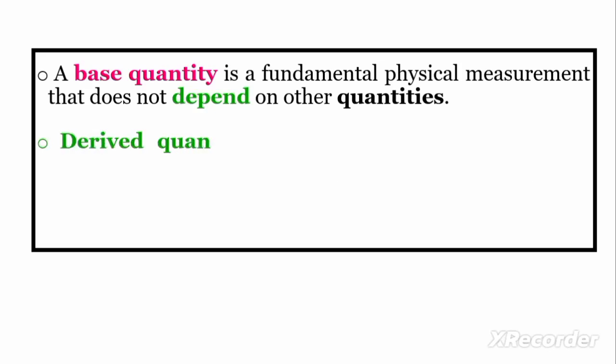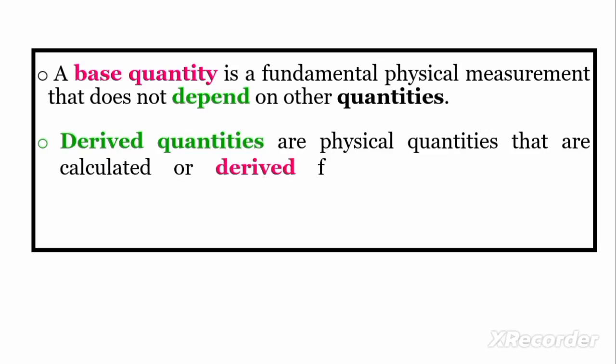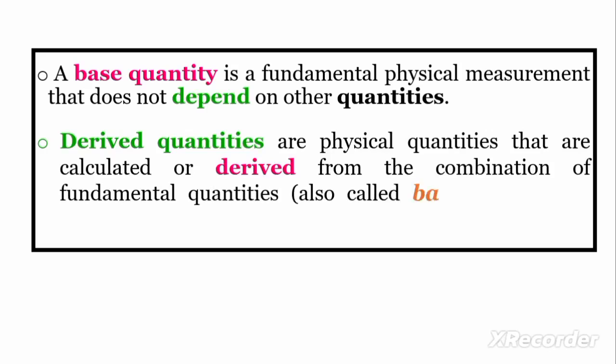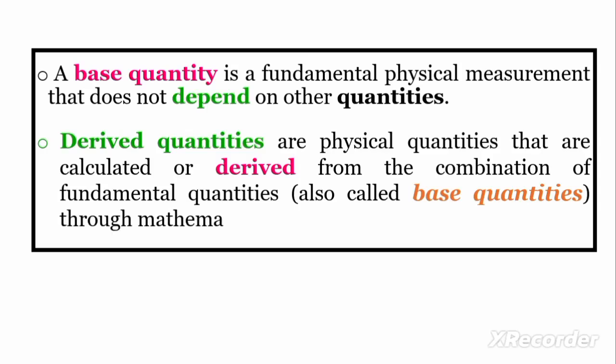Let us also define the derived quantities. What are derived quantities? Derived quantities are physical quantities that are calculated or derived from the combination of fundamental quantities, also called the base quantities, through mathematical operations. So derived quantities are extracted from the base quantities. Normally the base quantities have only one unit. The derived quantities normally have two or more units.